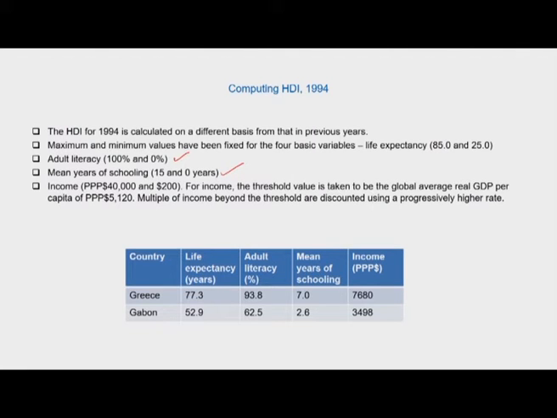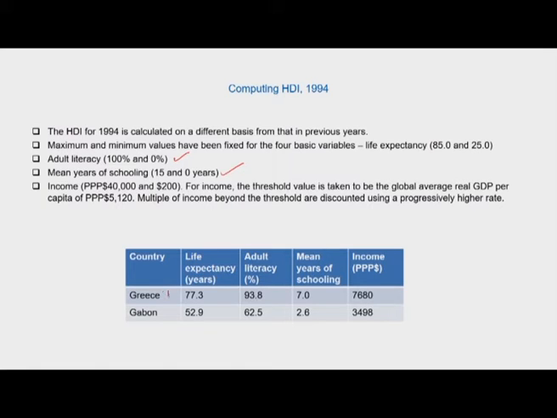The income minimum and maximum were fixed at $200 and $40,000. For income, the threshold value was taken to be the global average real GDP per capita of $5,120. That was the global average that was taken, and multiples of income beyond the threshold were discounted using a progressively higher rate. Let us illustrate the computation of HDI 1994 with the example of two countries, Greece and Gabon.